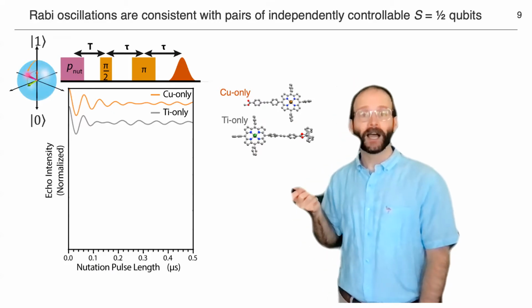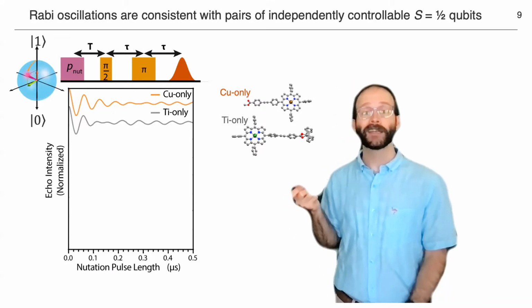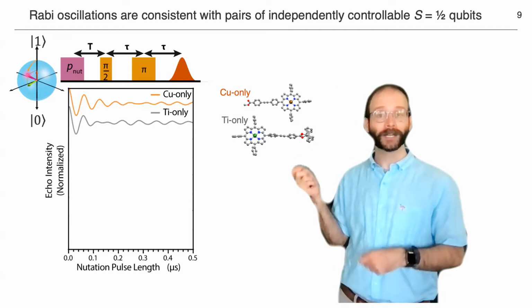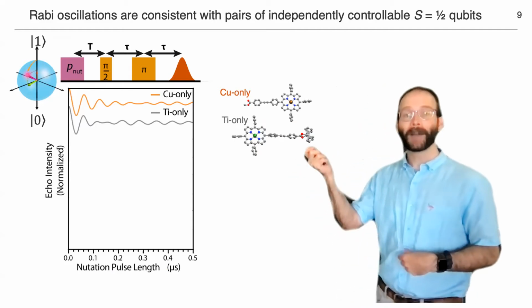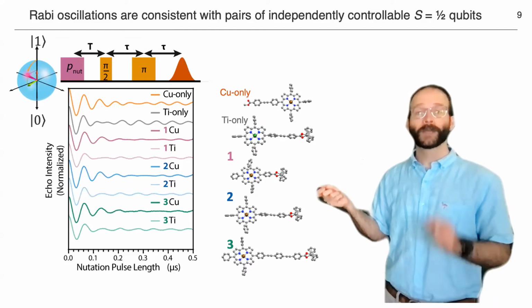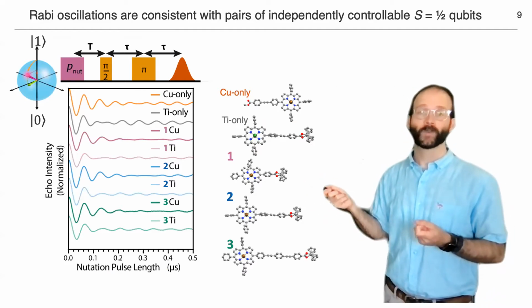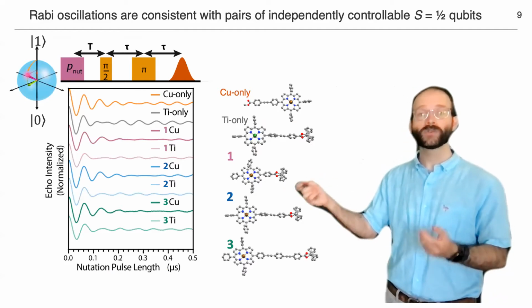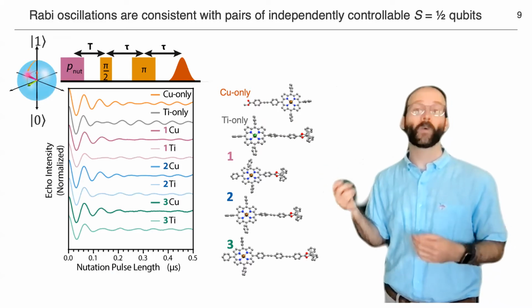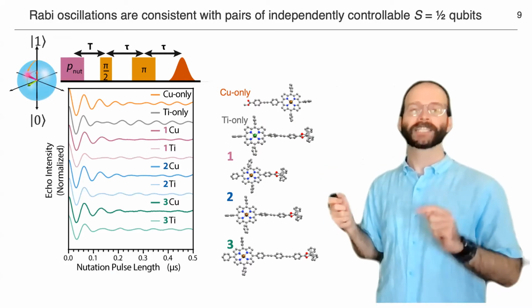Moreover, the frequency of this oscillation is dependent on the spin state of the qubit that we're manipulating. And so really critically, when we compare the monometallic reference compounds to our bimetallics, we see that we have the same Rabi frequency, which tells us that even though we have 2 interacting spin centers, they are behaving as 2 S equals 1/2 qubits and not 1 S equals 1 qubit.